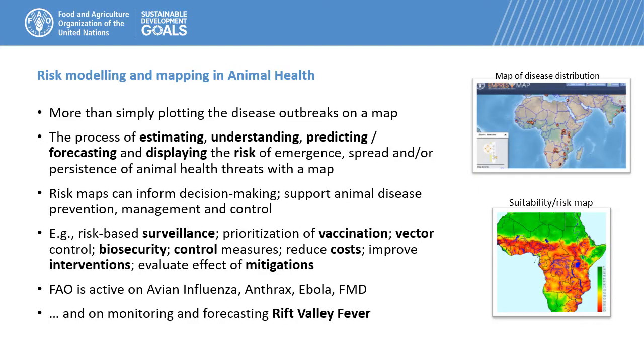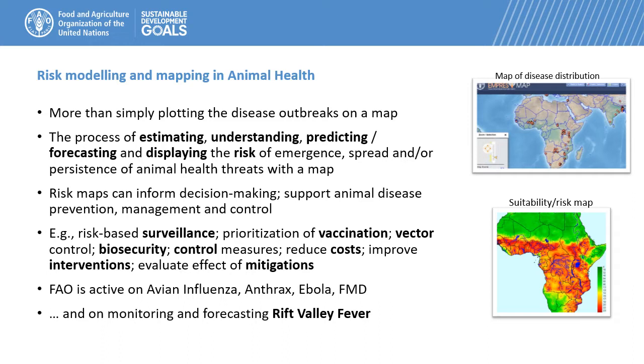Risk modeling and mapping in animal health is more than simply plotting the disease outbreaks on a map to produce a map of disease distribution. It's a process of estimating, understanding, predicting, forecasting, and displaying the risk of emergence, spread, and/or persistence of the animal health. And the risk maps can inform decision-making, support animal disease prevention, management, and control, for example, for risk-based surveillance, prioritization of vaccination, vector control, biosecurity, control measures to reduce costs, improve interventions, and evaluate the effect of medication.